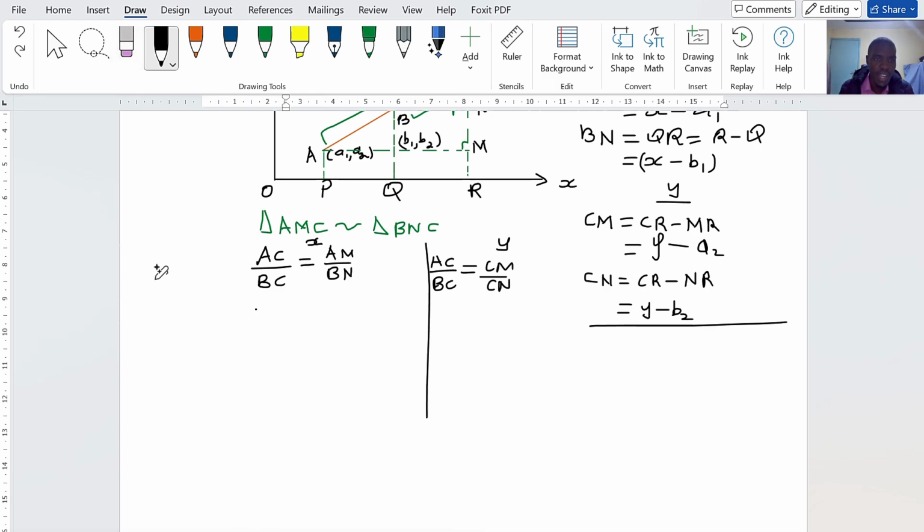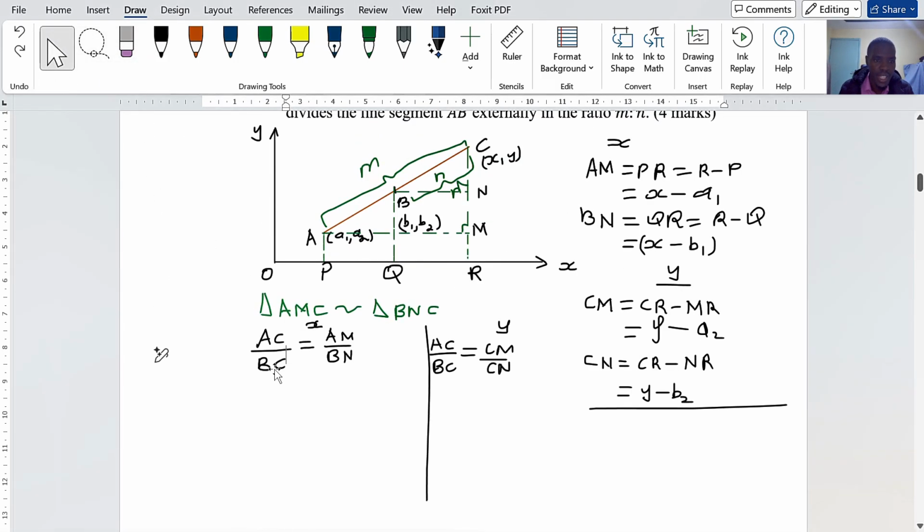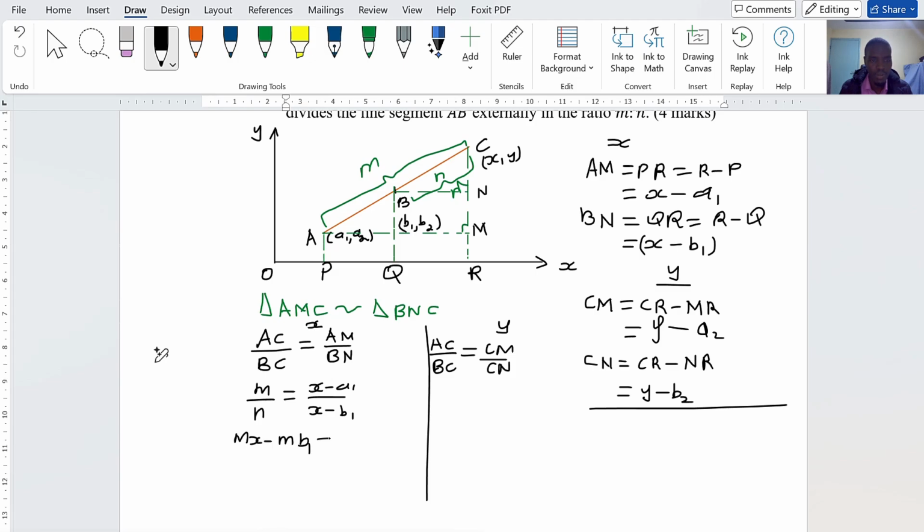Now on this side, we have AC from our diagram. AC is the same as M over N, which is BC. You can see BC is N. Now AM from our derivation up here is X minus A1, while BN is X minus B1. Now cross multiply: M times this and N times this. So M times X is MX minus MB1. And then N times X is NX minus NA1.